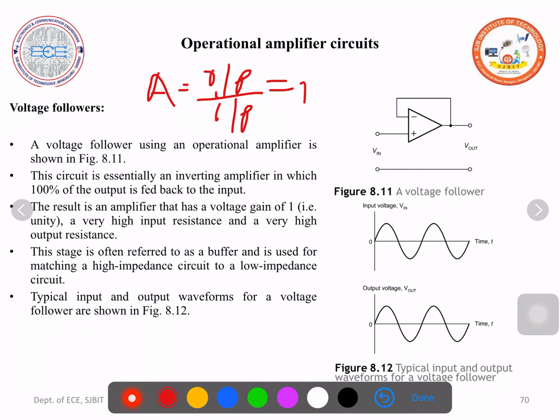If the output follows the input, then where can we use this voltage follower? We can use the voltage follower as a buffer. I hope you know the meaning of a buffer. It just acts as a storage. Nothing it will change. So we can use it as temporary storage.